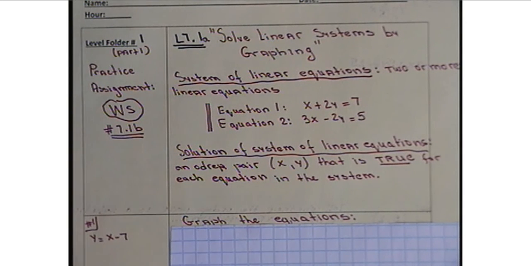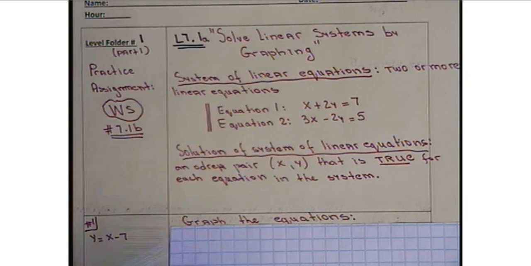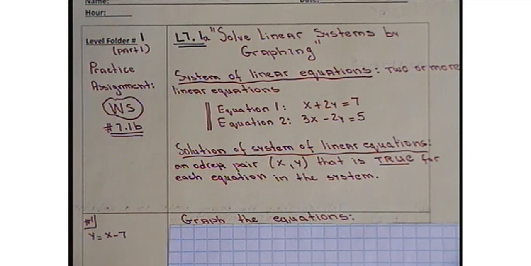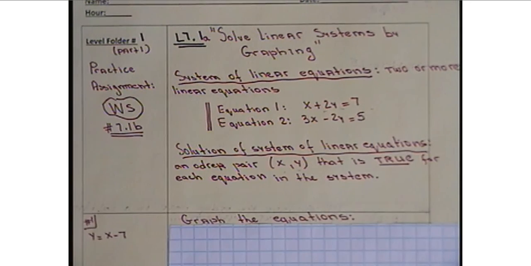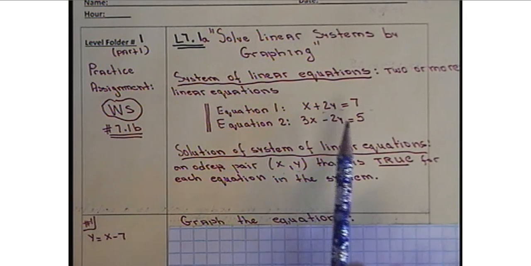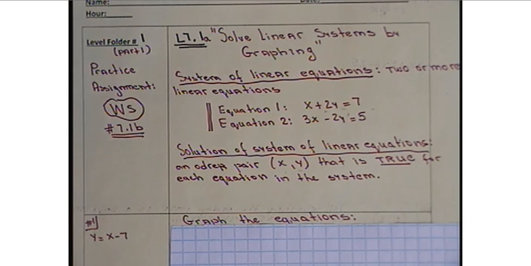The solution of a system of linear equations, on the other hand, is an ordered pair that is true for each equation in the system. So hopefully you remember when we worked with equations and there was a point given for us, one pair, then our job was to substitute x and y and see if the left side of the equation is equal to the right side. And if the statement is true, then we have a solution to the equation. We will do the same thing here, but because it's a system, now instead of checking only one equation, we will have to check two equations.